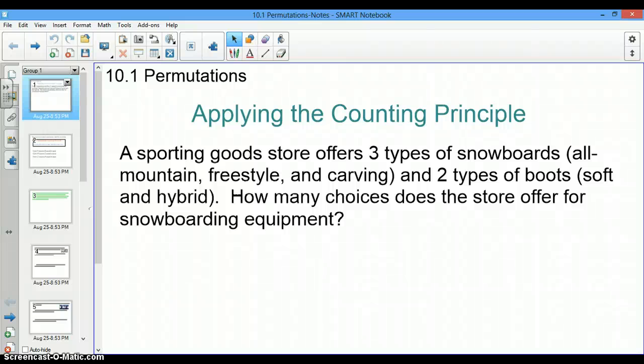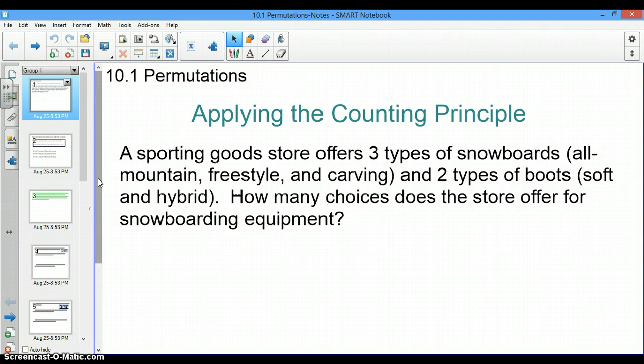Hello, today we are going to go over applying the counting principle and permutations. Let's just look at this first example here. It says a sporting goods store offers 3 types of snowboards. Those 3 types are an all-mountain, a freestyle, and a carving. And then 2 types of boots, soft and hybrid. Now, how many choices does the store offer for snowboarding equipment?